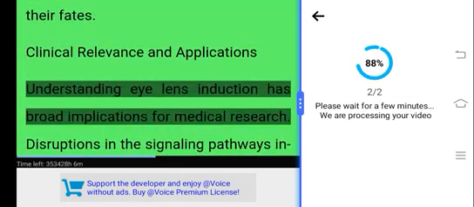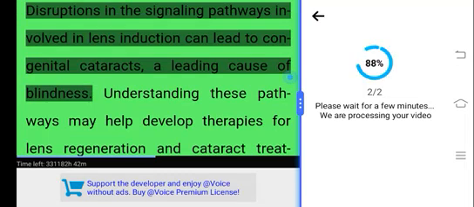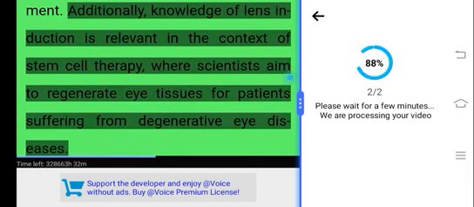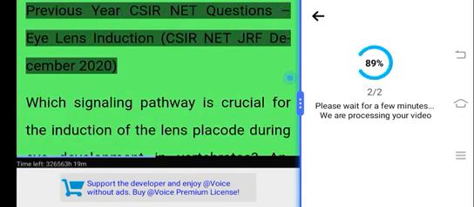Understanding eye lens induction has broad implications for medical research. Disruptions in the signaling pathways involved in lens induction can lead to congenital cataracts, a leading cause of blindness. Understanding these pathways may help develop therapies for lens regeneration and cataract treatment. Additionally, knowledge of lens induction is relevant in the context of stem cell therapy, where scientists aim to regenerate eye tissues for patients suffering from degenerative eye diseases.